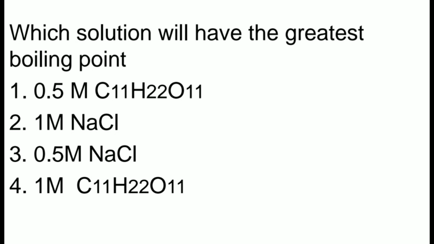Let's see if you can answer this question independently. Here, we are looking for the greatest boiling point. First, you want to find the most concentrated solution by looking at the concentration listed with the capital M for molarity. Then, once you identify the most concentrated solution, you want to find the solution with the most number of particles. Ionic solutions always make more particles than covalent solutions. Ionic particles will break up into individual ions. Covalent will not.